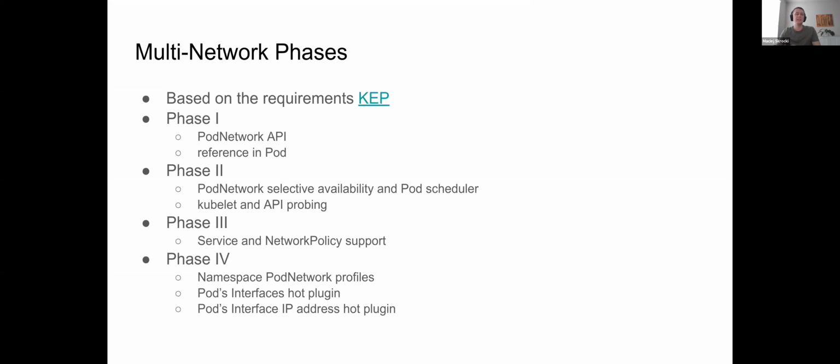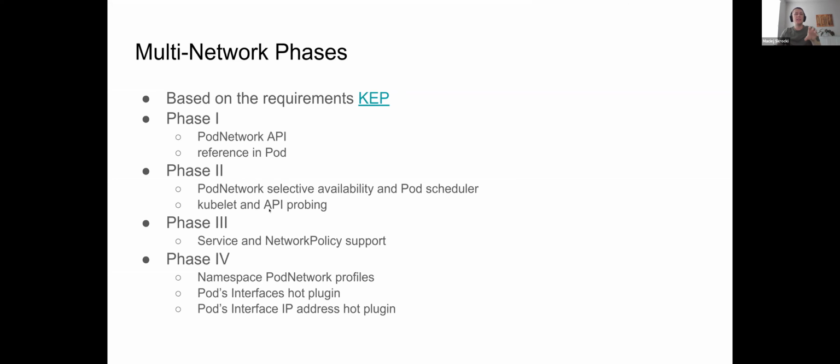So some main pointers, something for you to review, probably offline, but this is just a phasing that we defined in the requirements cap. So this is a copy paste. There's nothing new here. This is based on what exactly the link is here. So basically, just to reiterate, phase one is the basic API definition and how we can reference this in the pod spec, and just basically stopping at that.